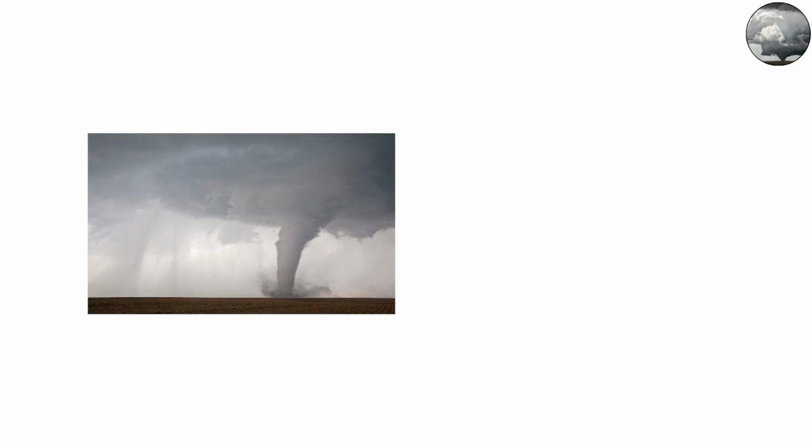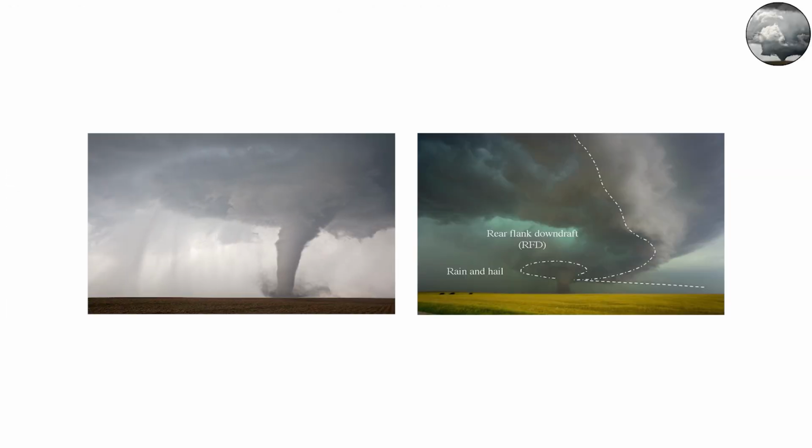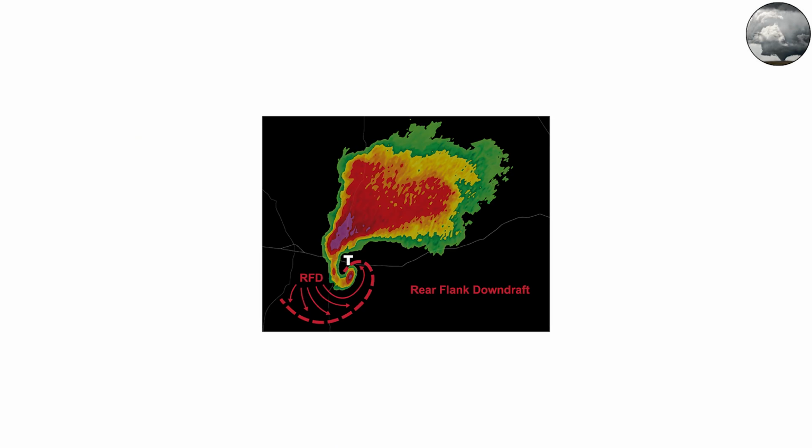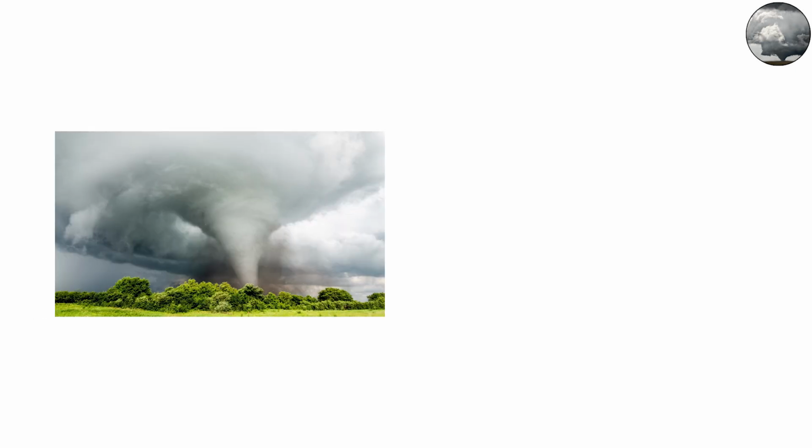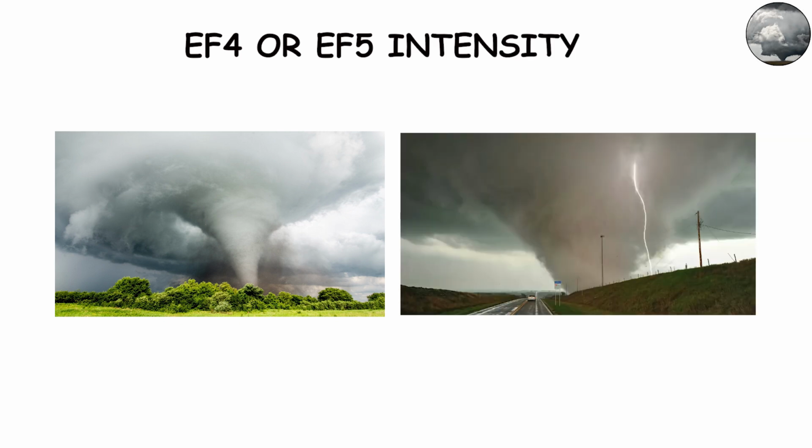Once a tornado is on the ground, the RFD continues to play a decisive role in shaping its strength and longevity. A steady, balanced RFD keeps warm, moist air flowing into the storm, allowing the tornado to grow wider and stronger, sometimes reaching EF4 or EF5 intensity. A sudden cold RFD surge can choke off that inflow, collapsing the tornado in minutes.